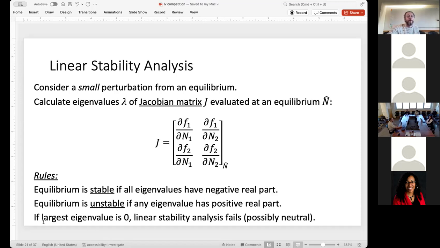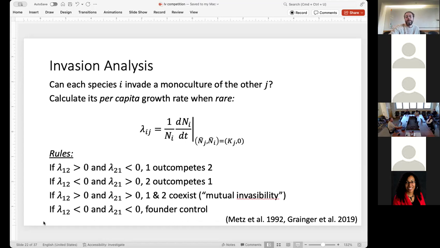All right, so that's the general approach. Sometimes when you do this, it gets ugly fast. Those eigenvalues are often terrible algebraic expressions. So here's a little shortcut, a little hack that we can use, particularly in competition models, which is pretty much one of the greatest tricks ever invented. This is the idea of invasion analysis.